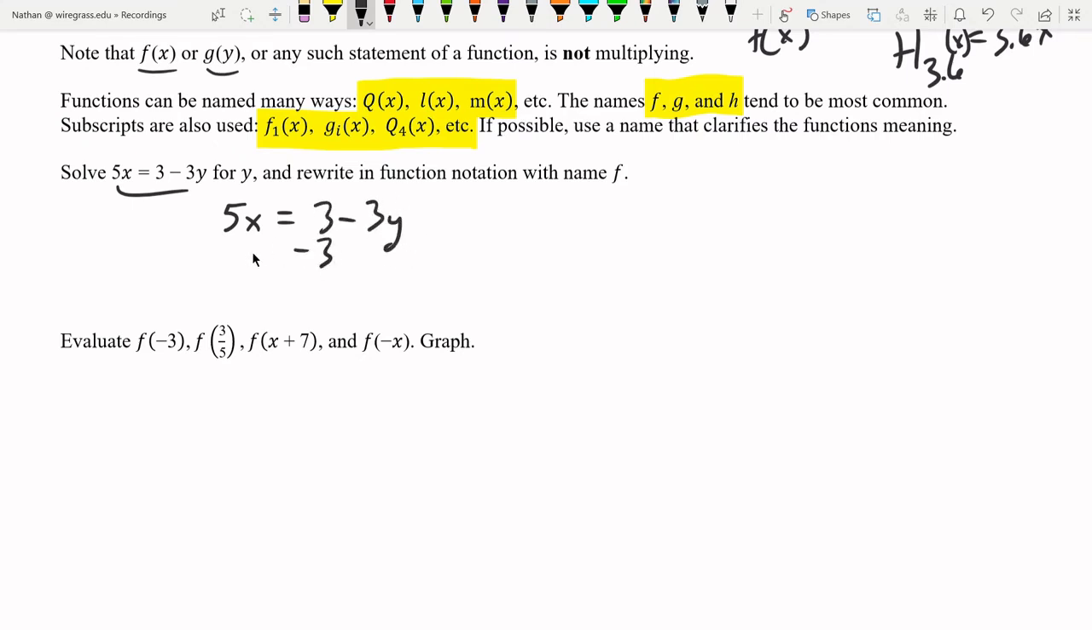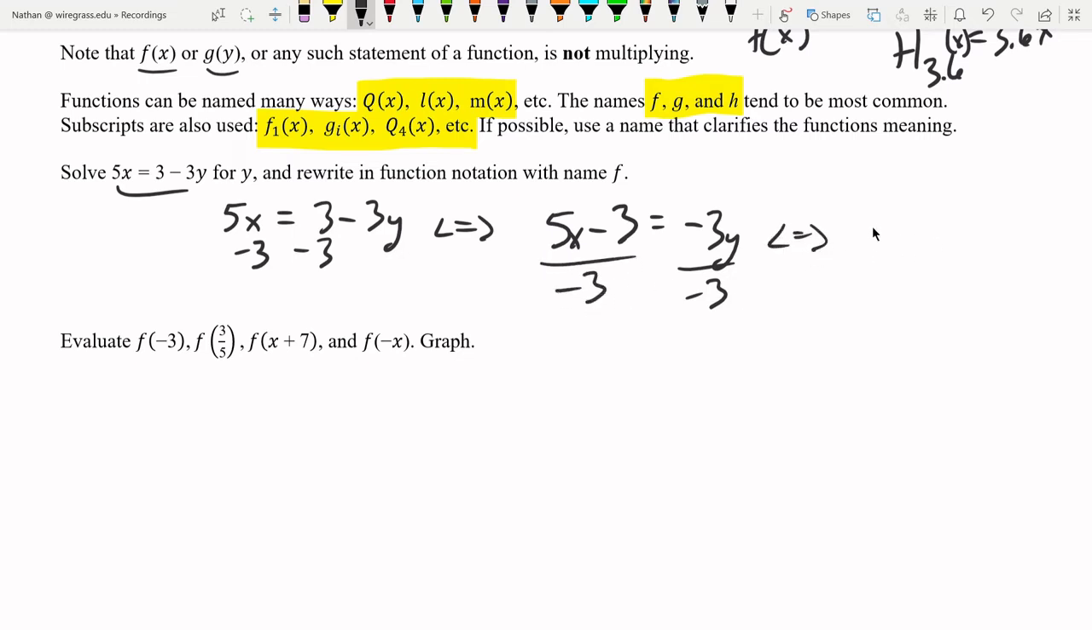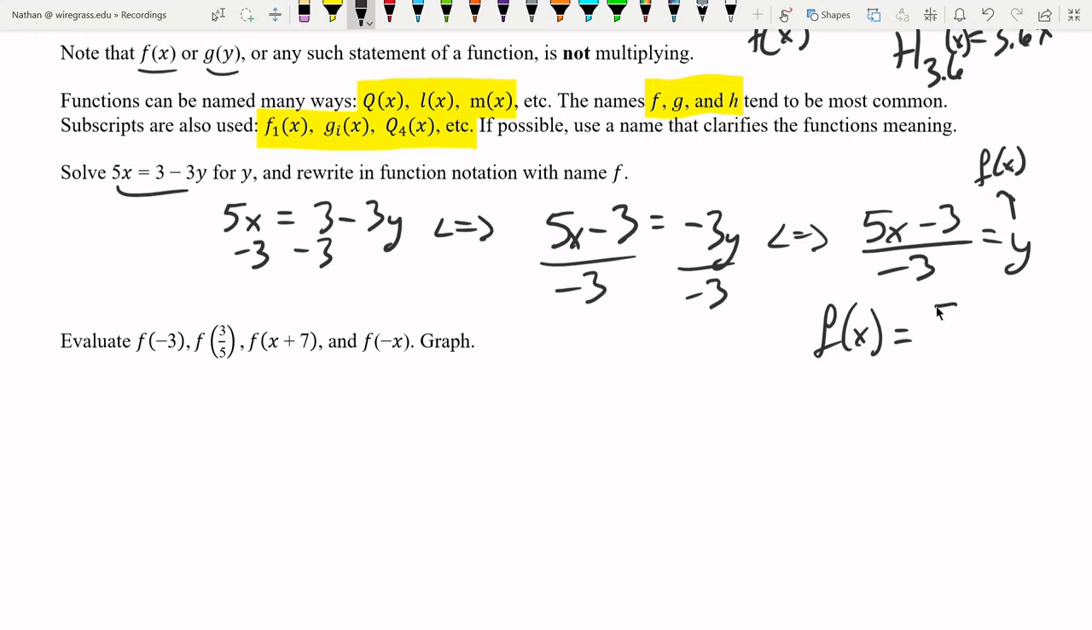So I'm going to subtract 3. That's going to give me 5x minus 3 equals negative 3y. And now to get y by itself, all I have to do is divide by negative 3. That's going to give me (5x minus 3) over negative 3 equals y. At this point, all I need to do is replace the y with f of x. So I'm going to do that by flipping it around. f of x equals (5x minus 3) over negative 3.